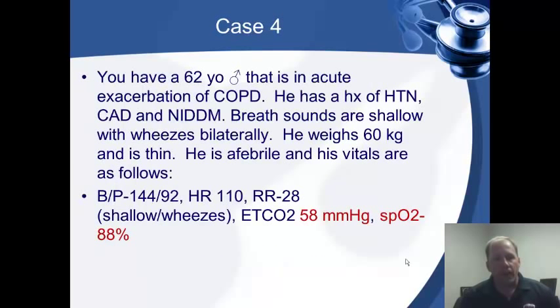Case 4, you have a 62-year-old male that is in acute exacerbation of COPD. He's got a history of hypertension, coronary artery disease, and he's a diabetic. Breath sounds are shallow with wheezes bilaterally. He weighs about 60 kgs and is thin. He's afebrile. His vitals are as follows. He's got a blood pressure of 144 over 92. His heart rate's 110. Respiratory rate is 28. He's got shallow respirations with wheezes. His CO2 is high at 58. His SATs are low at 88.